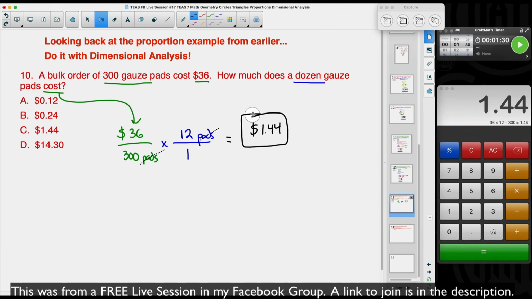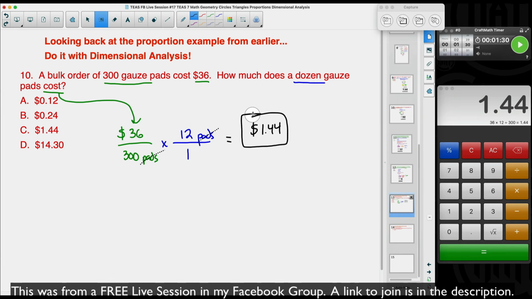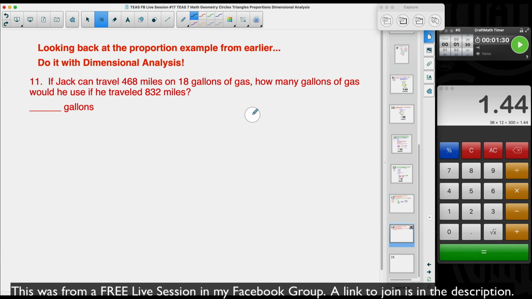Whatever you're trying to find, start off with that at the top. Now, there are other ways of doing dimensional analysis, but this is the way that I teach it. And the more you practice it, it's going to stick like super glue. What are we trying to find? Start off your problem with that. And to reinforce that even more, check this one out.